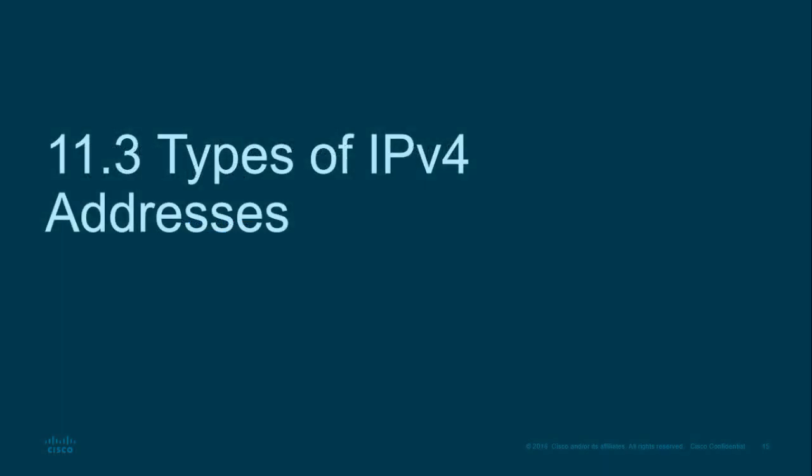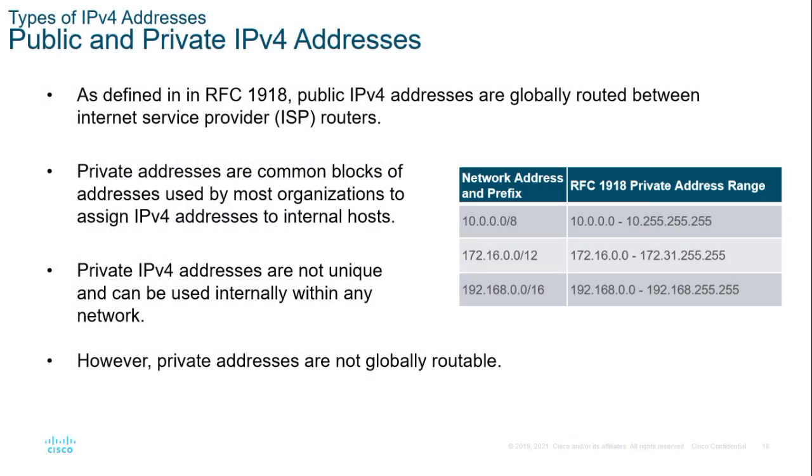Types of IP version 4 addresses. There are two different types of IP version 4 addresses, public and private. Public IP version 4 addresses are globally routed between Internet Service Provider, or ISP, routers. Public IP addresses are external addresses. It means they are globally unique and valid on the Internet.